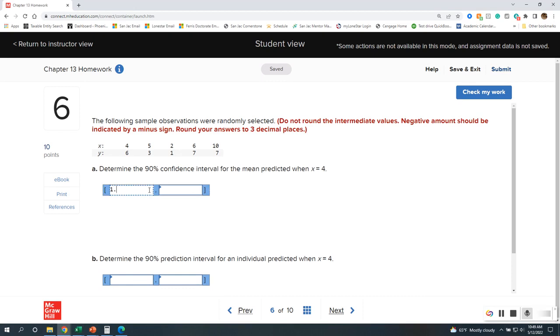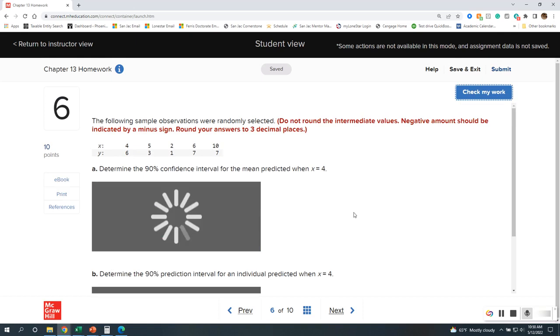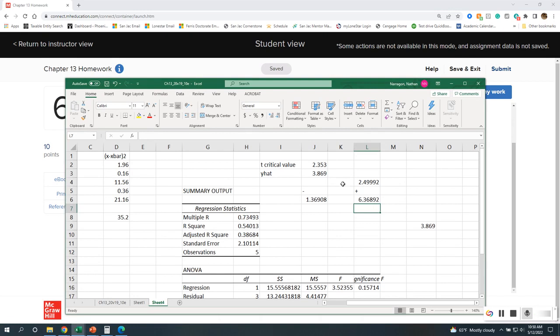So 1.369, 6.369. There we go. Nice. Alright, so the prediction one, so this is, I'm going to call it CIM for confidence interval mean, and this is confidence interval, we'll put P for prediction.